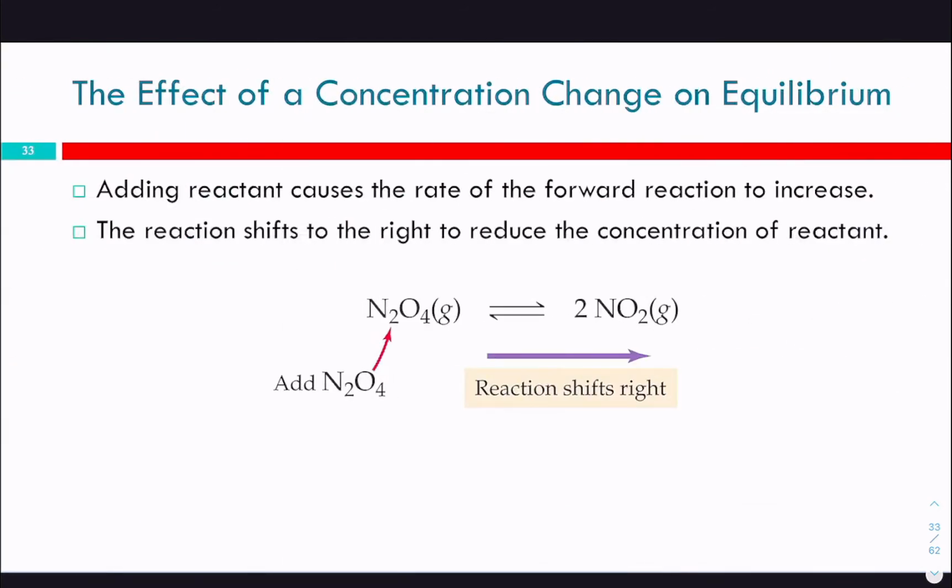I'm just going to skip that slide. So if we add reactant, because it's a static image, I don't think it does a good job. So adding reactant causes, again, now we're adding this, the reactant side. So if we add reactant, that's going to increase the rate of the forward reaction. And so our reaction shifts to the right until there's enough product that the reaction rate of the reverse reaction is equal to the forward reaction again.